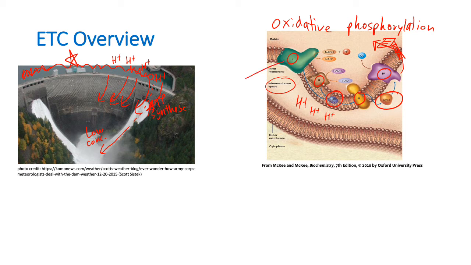Each of these complexes that we're going to be discussing, 1, 2, 3, and 4, I'd mentioned in the previous video lecture that these are all oxidation reduction reactions happening, which makes each of these complexes oxidoreductase enzymes.